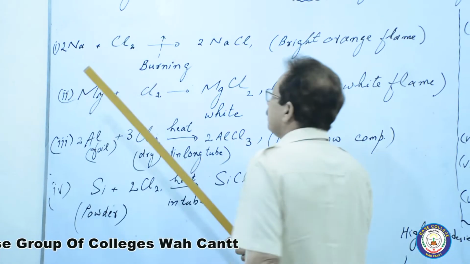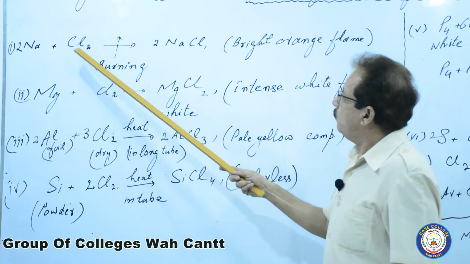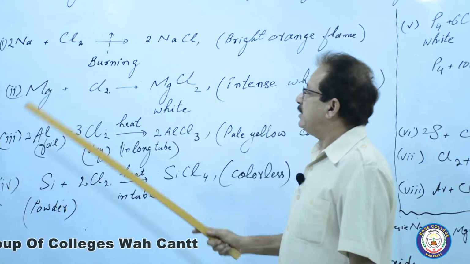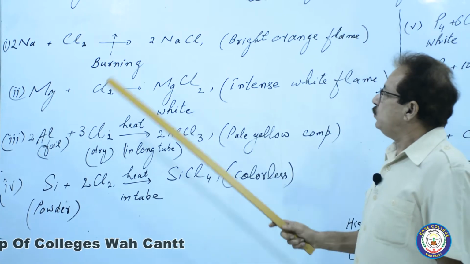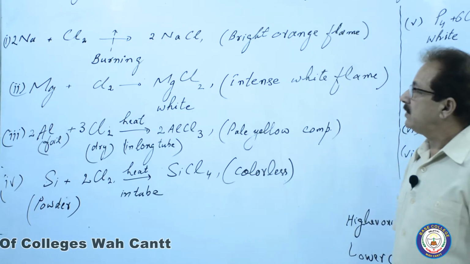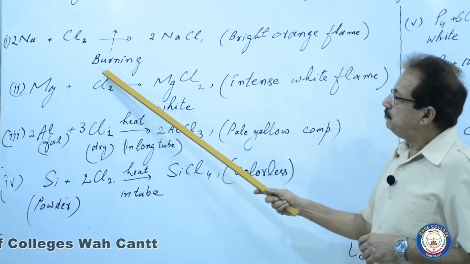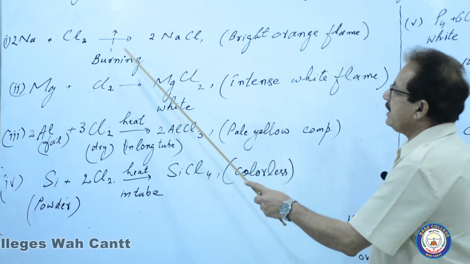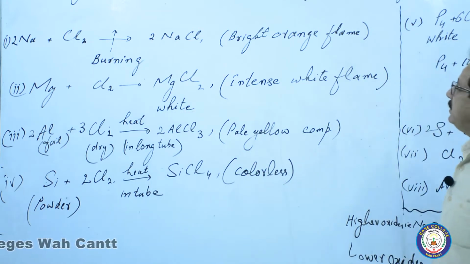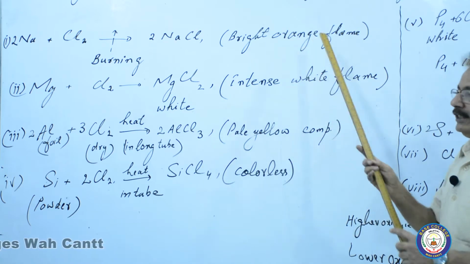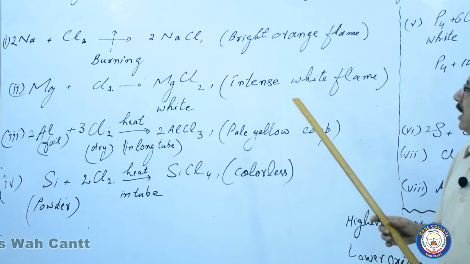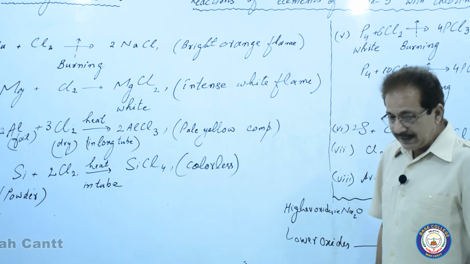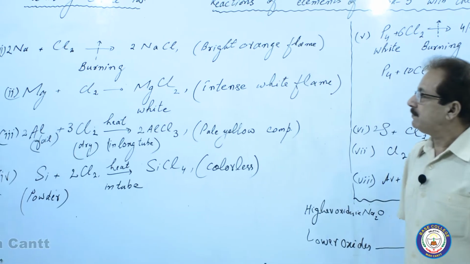First reaction, that is sodium with chlorine. When sodium is burnt in the presence of chlorine, you will get sodium chloride. The process is burning. During the burning, a flame will be observed that will be bright orange. That's why I have written here bright orange flame. And this color is for MCQs.